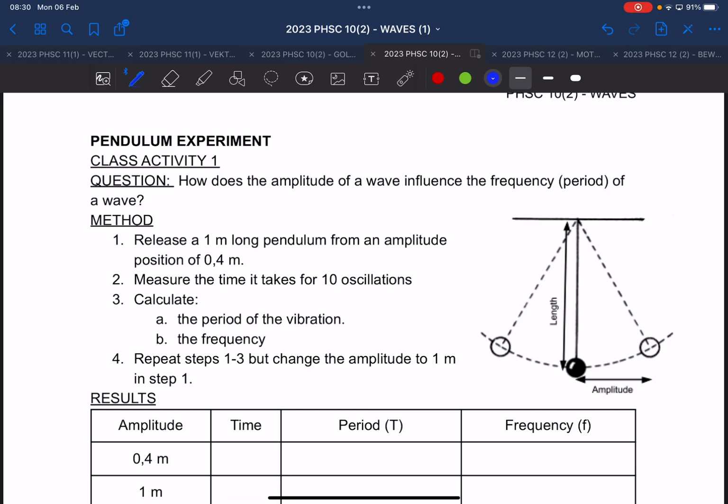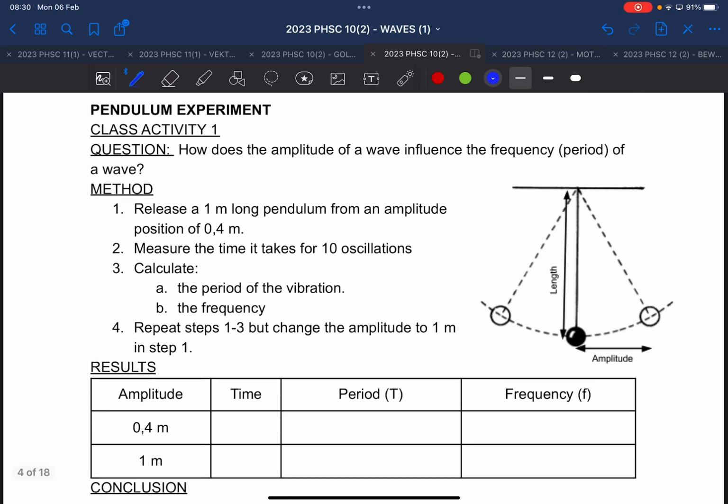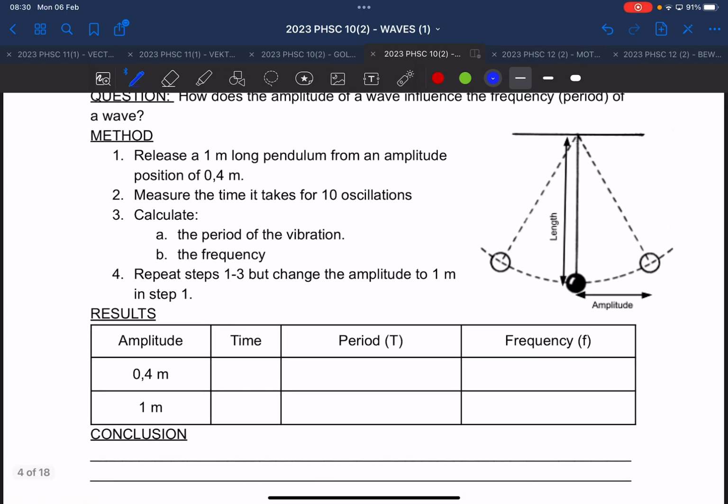Alright, are you ready? Yes. Ready, steady and go. Did you start? 2, 3, 4, 5, 6, 7, 8.